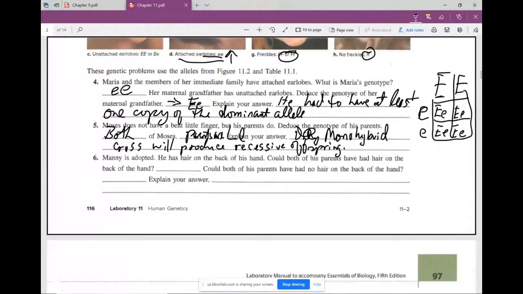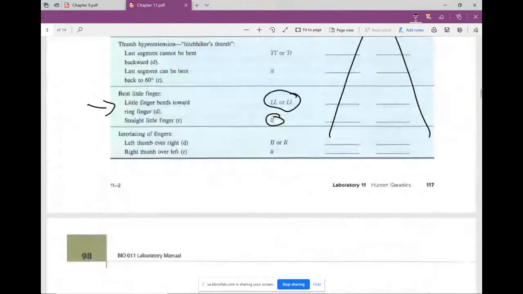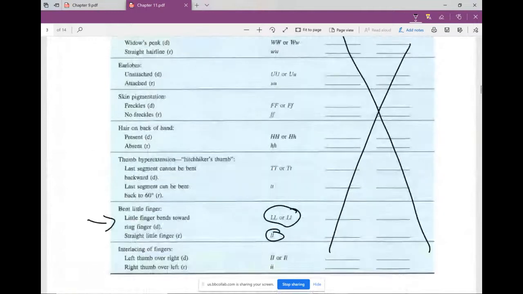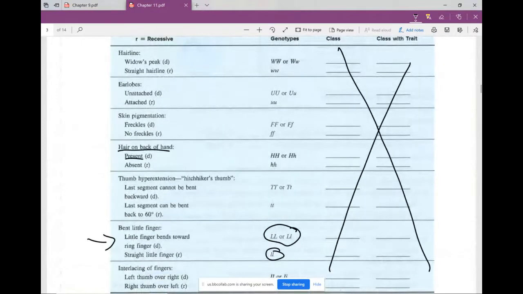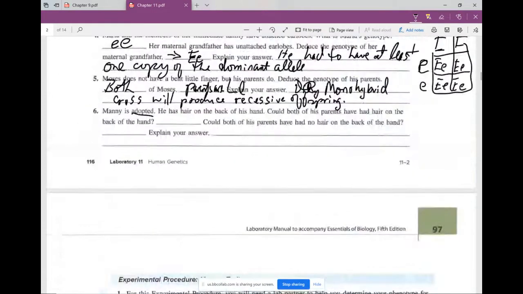All right, Manny is adopted. Okay, Manny is adopted. He had hair on the back of his hand. All right, so that's one of those traits over here. Hair on the back of your hand. If it's present, it's dominant. If it's absent, it's recessive. Manny is adopted. He has hair on the back of his hand. Could both of his parents have had hair on the back of the hand?